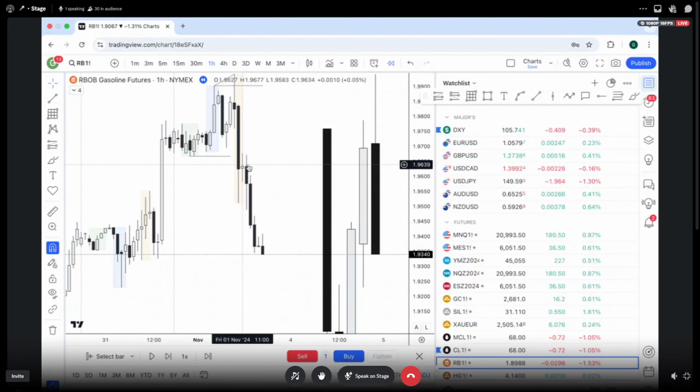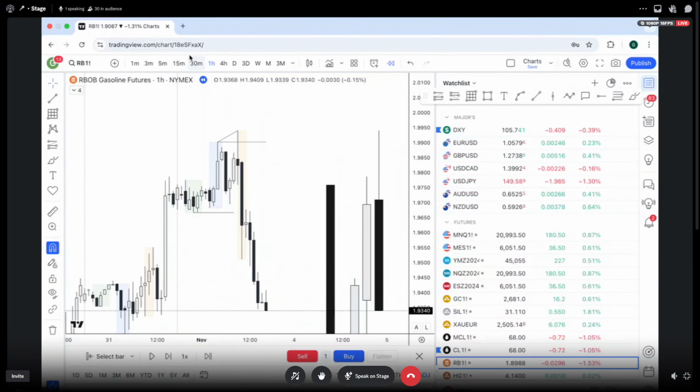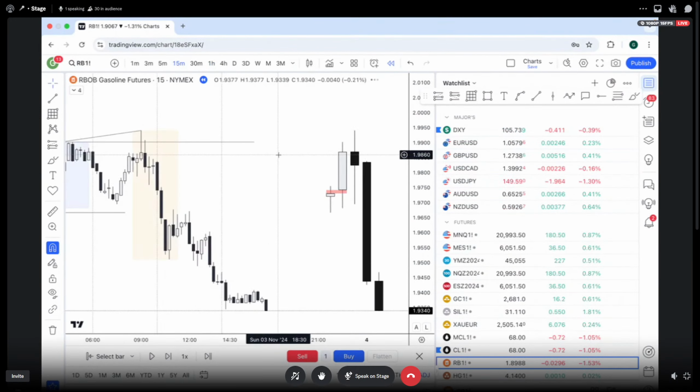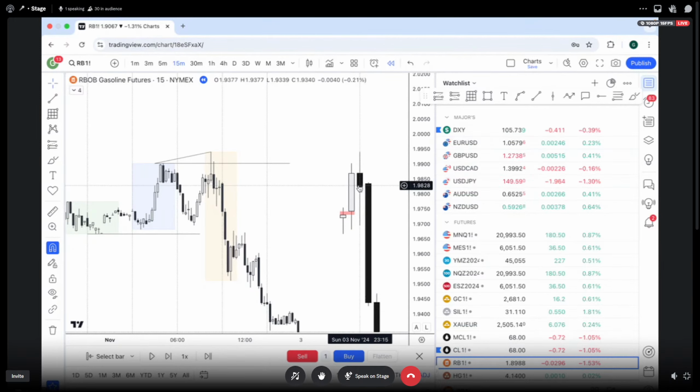But I wouldn't enter past this. Once this is taken out, I'm personally not entering. Maybe you will. I just don't. And look what we have here. This candle manipulated, created the SMT. So I expect the next candle to distribute lower.